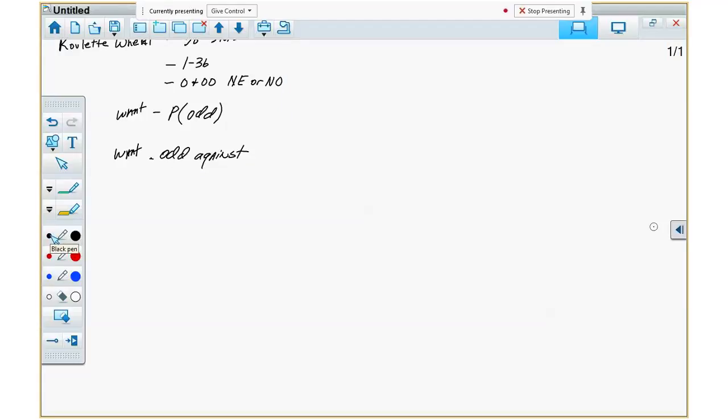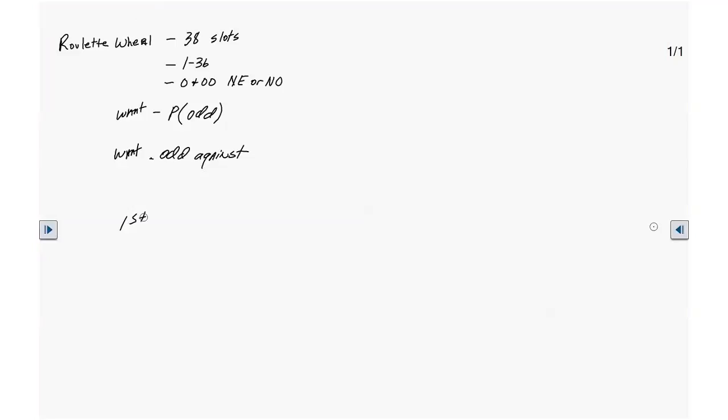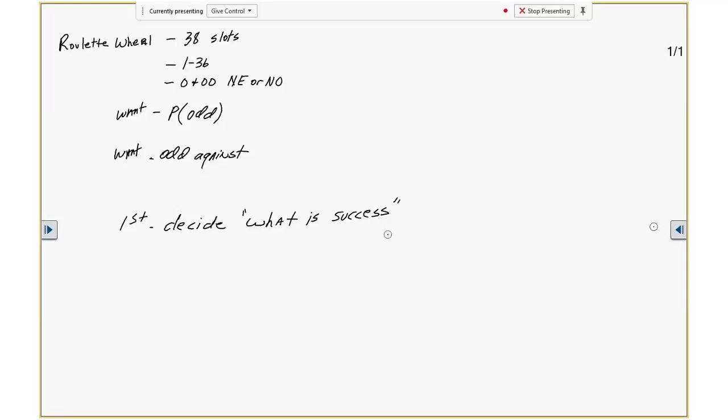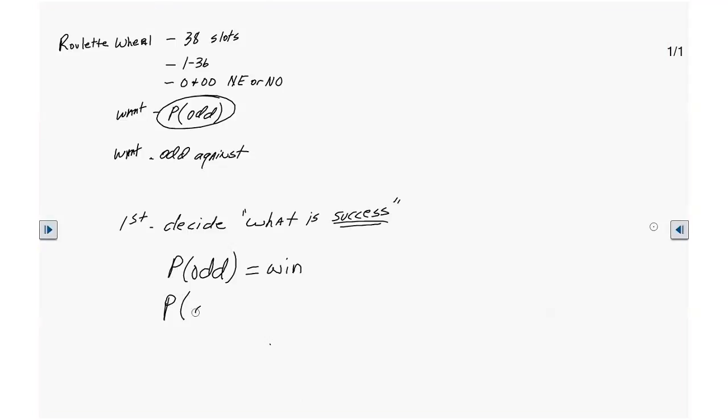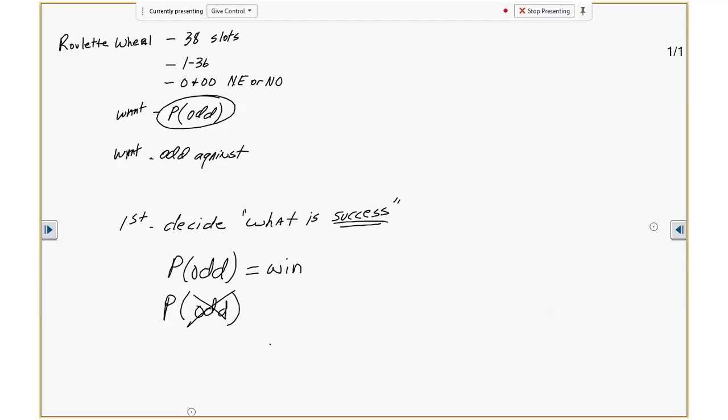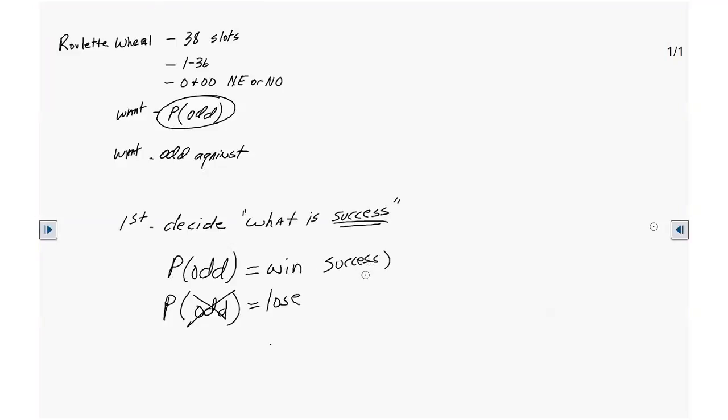Let's see. All right. So, first of all, the first thing you need to do is decide what is success. Because success has to do with odds against and odds in favor. So in this case, the success is probability of odd. So probability of odd means that you win, right? In other words, if you hit an odd number, you win money. So that means the probability of not odd is what? What's the opposite of success? Okay, so this is our success, and this is our failure.